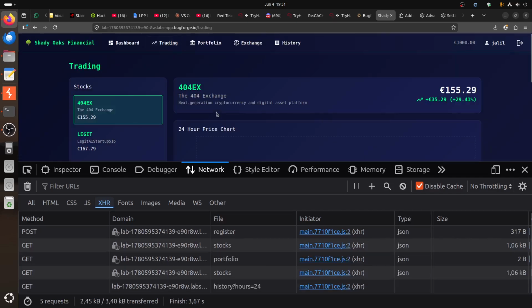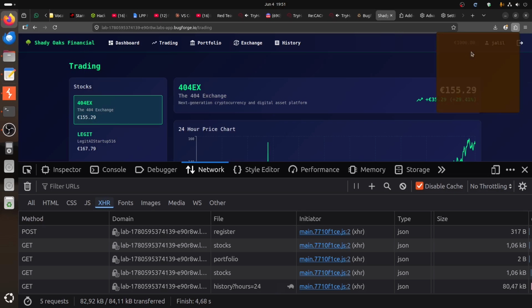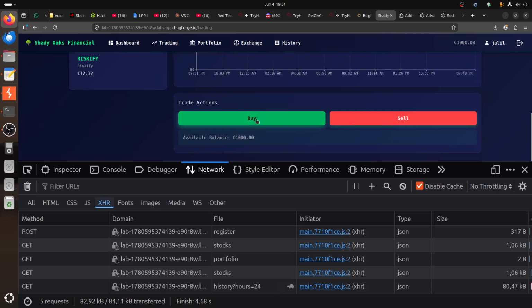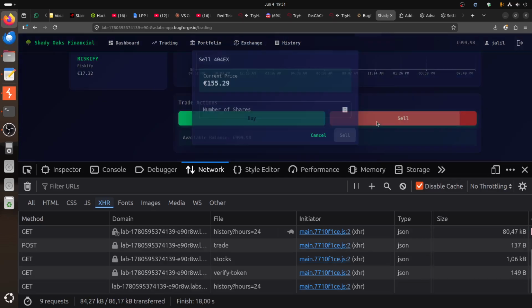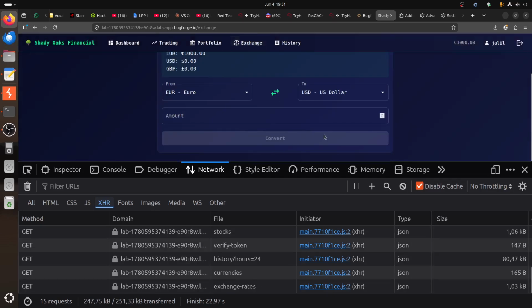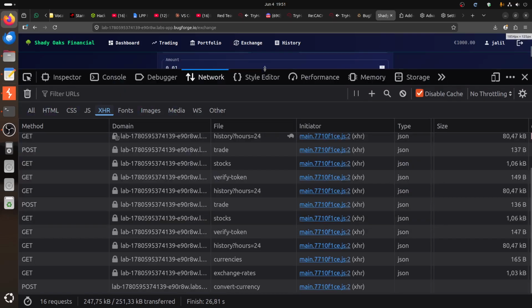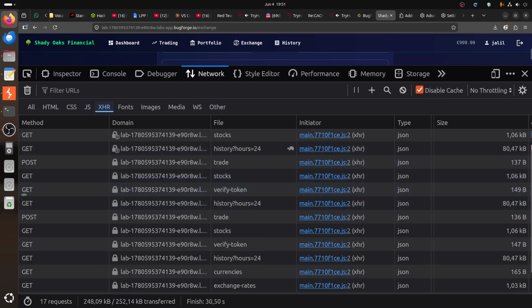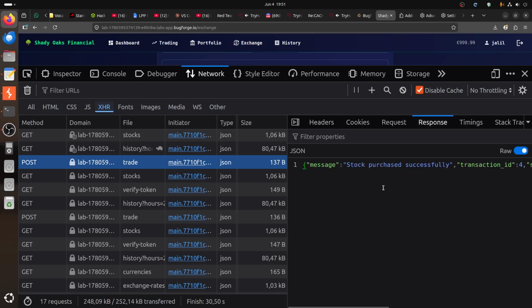So you can see the trading. We have one that is the buy one. If you do a buy, for example, we have the sell endpoint. We have another two, and then we have the exchange one, so you can exchange currency. So basically we have three. Where is the POST request? We have this one, basically this one, API trade, and that's the response.